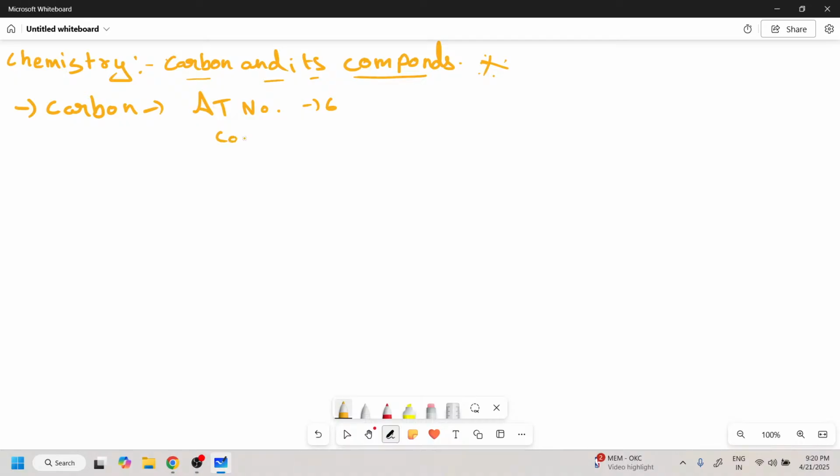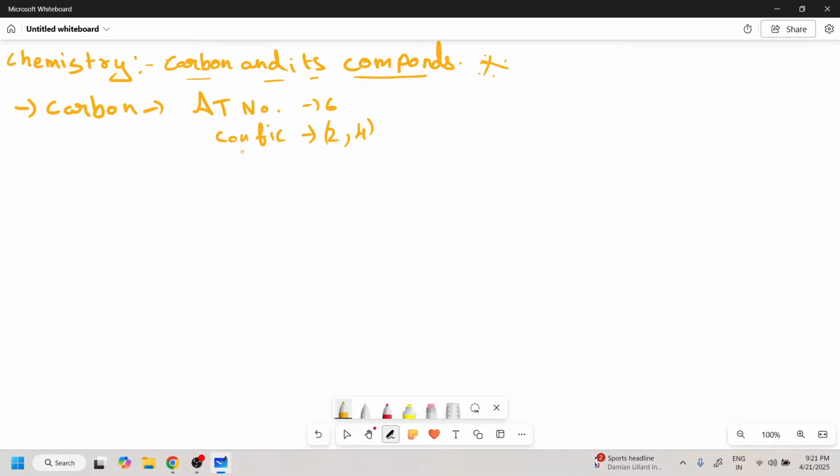So configuration, what do you think the configuration is? Atomic configuration, I have already told you, it's 2, 4, just now at the beginning. The electronic configuration is 2, 4, and there is nothing that changes that.